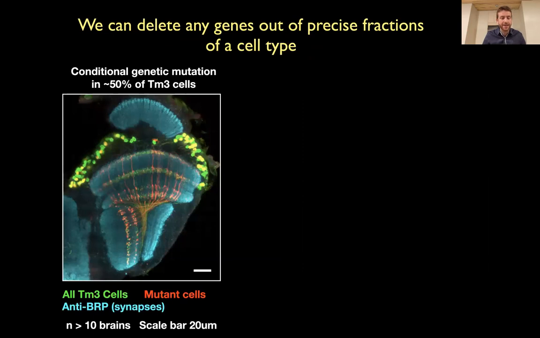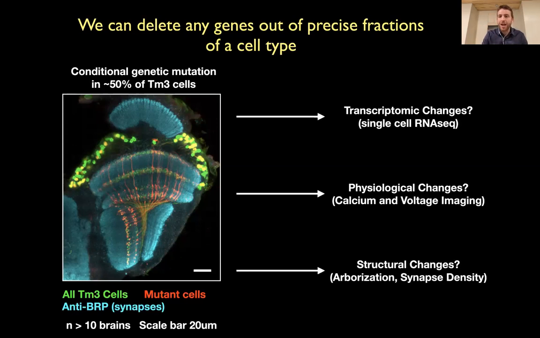Now here you can see an example of this in vivo, in which I deleted a gene from 50% of a cell type called TM3. All cells are labeled with GFP, the whole population, and 50% of them are labeled with TD tomato because I mutated a specific gene here. So just to state it directly, we can now delete any gene out of any cell type from precise fractions of a cell type and compare mutant and wild type cells right next to each other in the same brain.